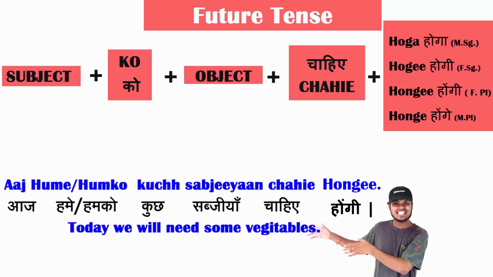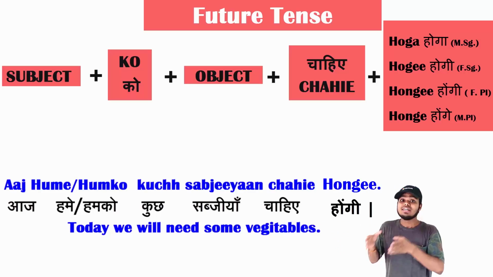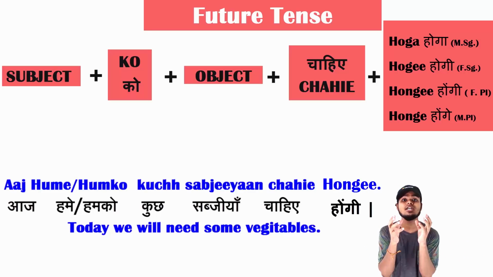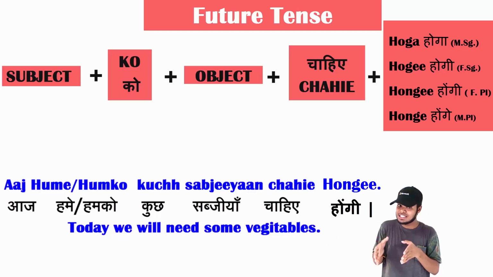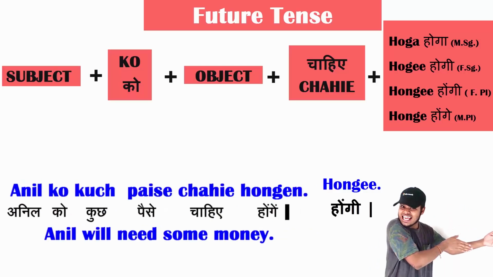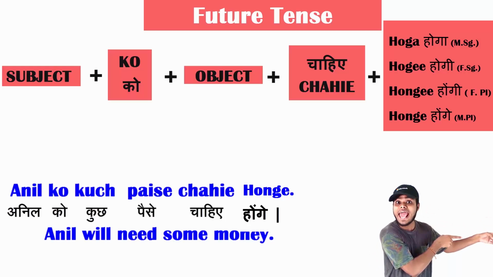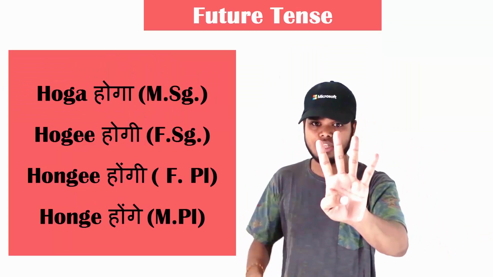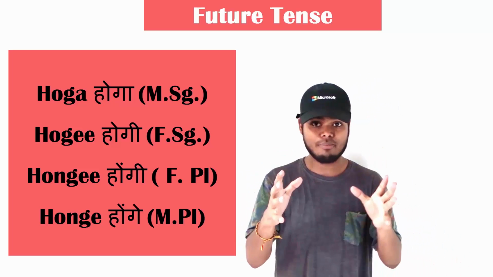हमें आज today, आज हमें कुछ सब्जियां चाहिए होंगी. सब्जियां is feminine and it's plural. Some vegetables. So आज हमें कुछ सब्जियां चाहिए होंगी. अनिल को कुछ पैसे, masculine plural, चाहिए होंगे. Alright, so what you only have to remember is four things: होगा, होगी, होंगी, and होंगे. The four things that all matter for making need in the future tense, right?